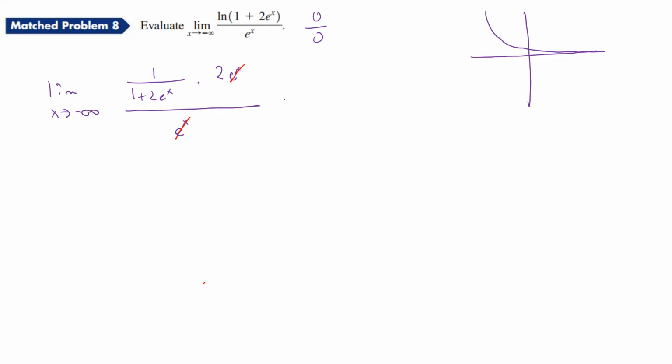All right, so then we get 2 over (1 plus 2e to the x). If we plug in negative infinity now, what is e to the negative infinity going to be? As we go to negative infinity, we get basically 1 plus 0, because the e to the x term goes to 0 out here. So we get basically 2 over (1 plus 0), which is 2 divided by 1, which is 2. And that would be our answer.